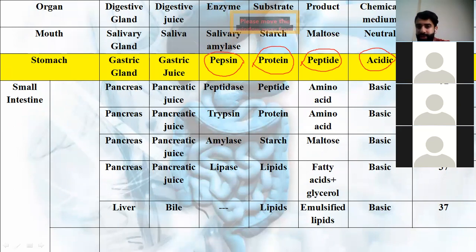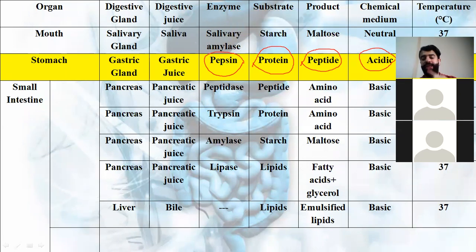Celine, what is the name of the test that we use to identify the presence of proteins? Of proteins? Pay attention: only proteins, not proteins and or polypeptides. Only proteins. What do we call the test? I forgot.